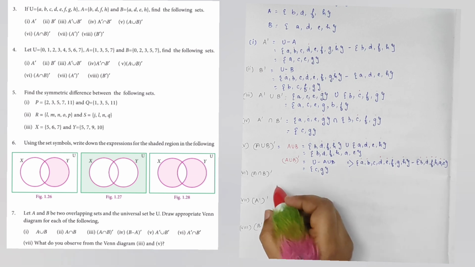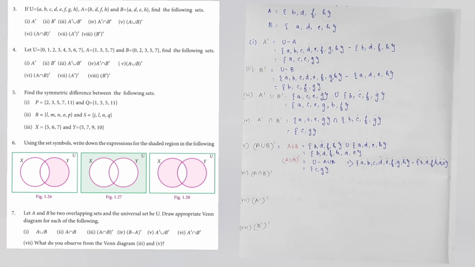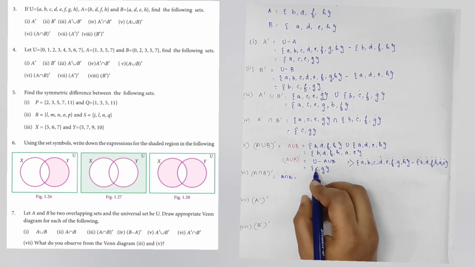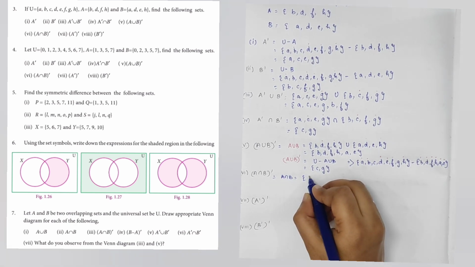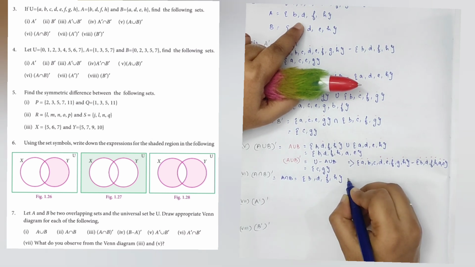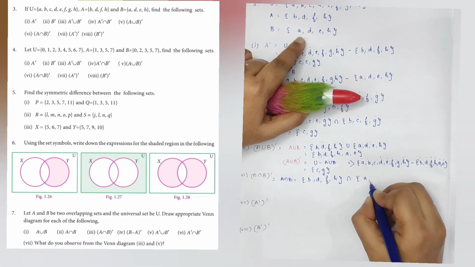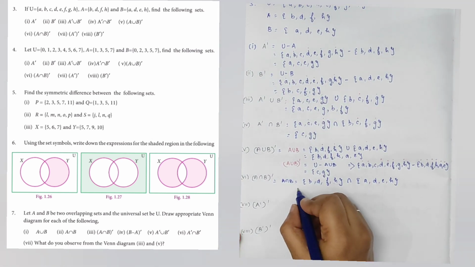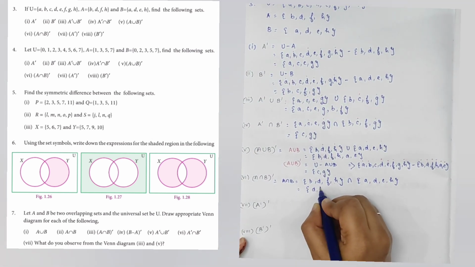Now similarly do it for A intersection B, the whole complement. So first of all, let's find it for A intersection B. That is equal to B, D, F, H intersection A, D, E, H. So what is common on both the set? D and H, isn't it? So the answer is D and H.